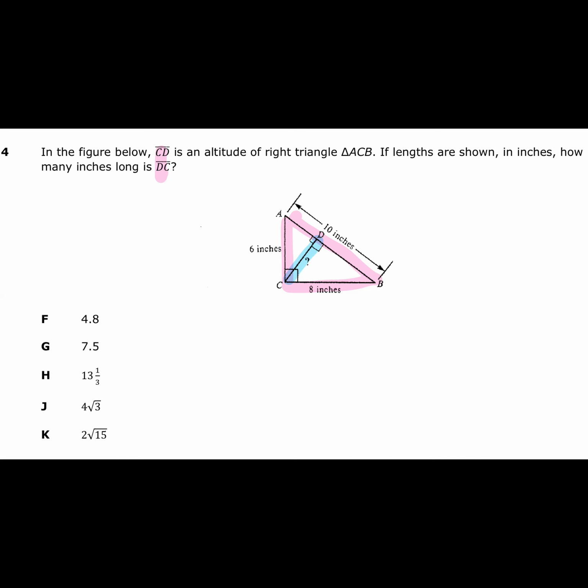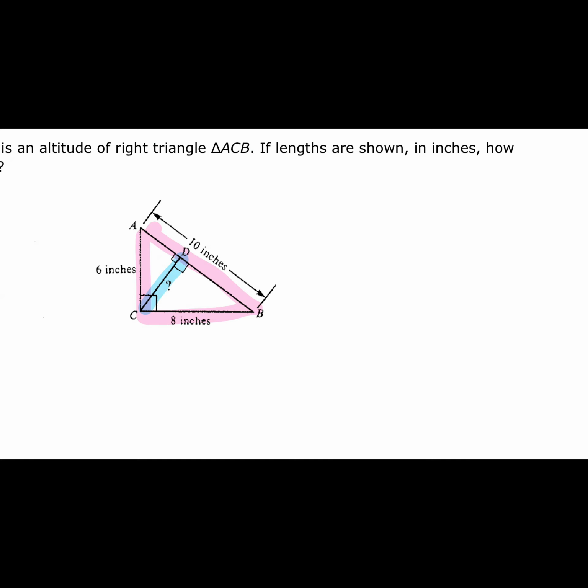So this question is very similar to problems we did in class, but it's also pretty different because it's labeled differently. But we're going to start off the same way. We're going to try to make a similarity statement between two triangles.